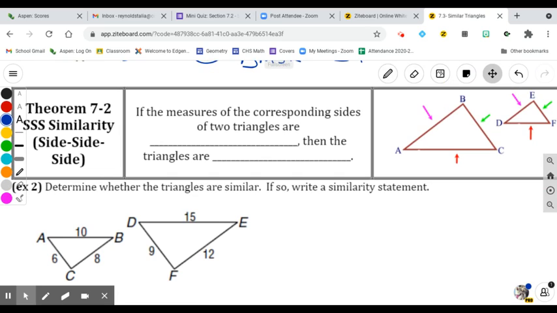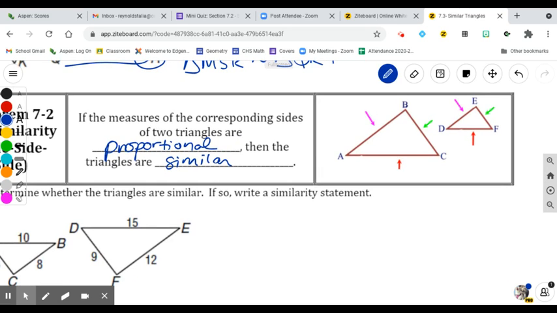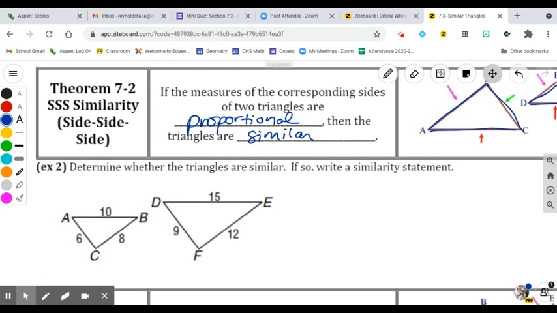The next theorem is called side, side, side similarity. And it says if the measures of corresponding sides of two triangles are proportional, then the triangles are similar. So for this one, you don't need to know any angles. You just need to know the sides, all three sides of both triangles. And you have to set up ratios of those corresponding sides, divide them to see if they're equal.